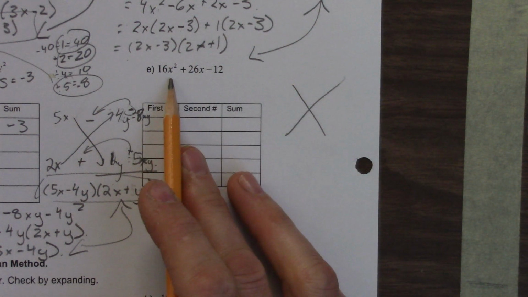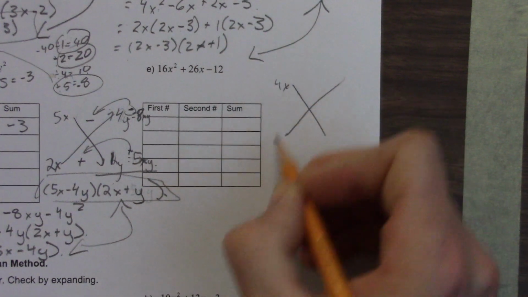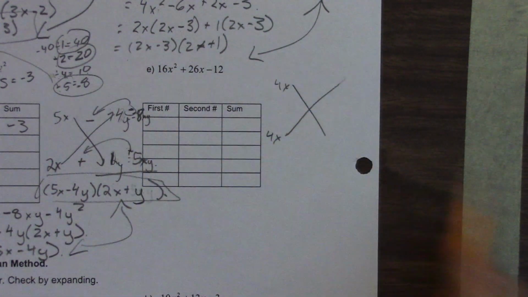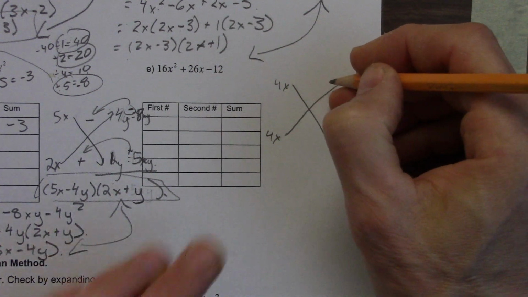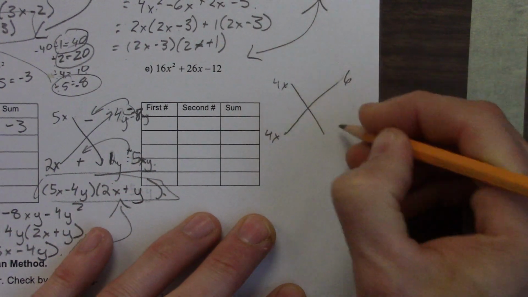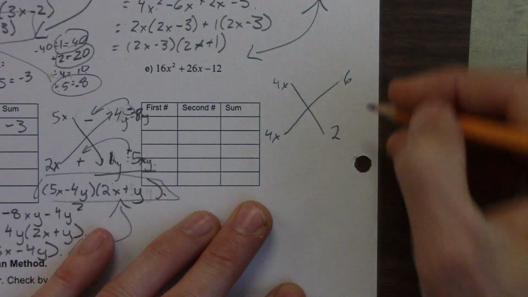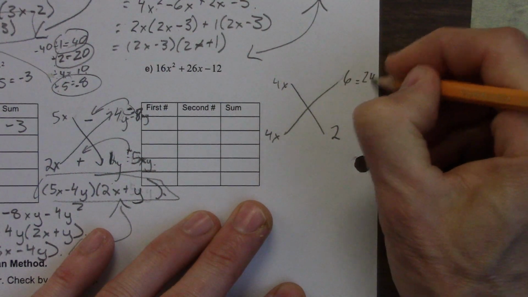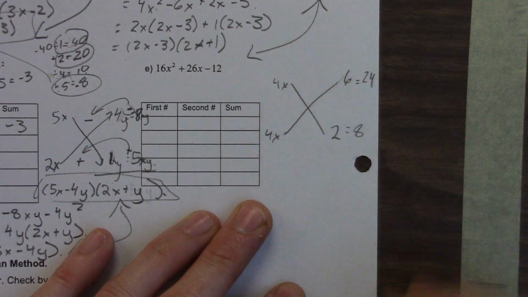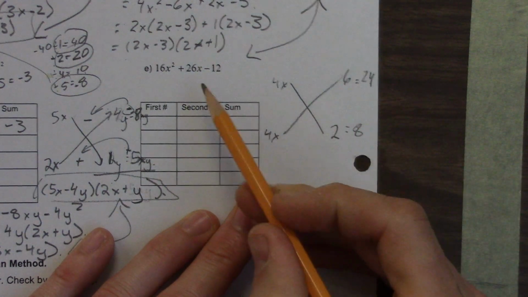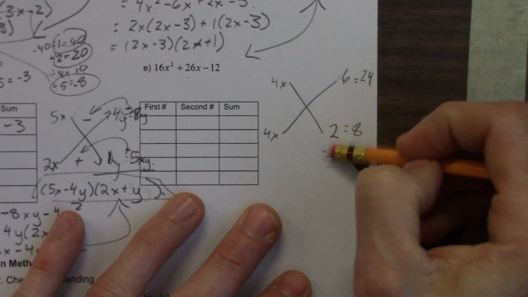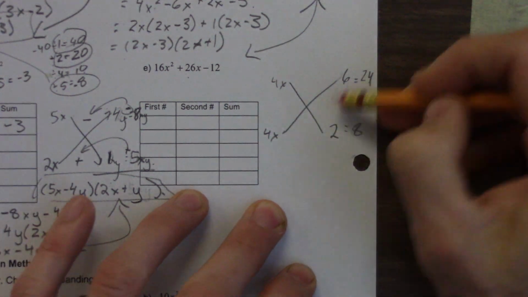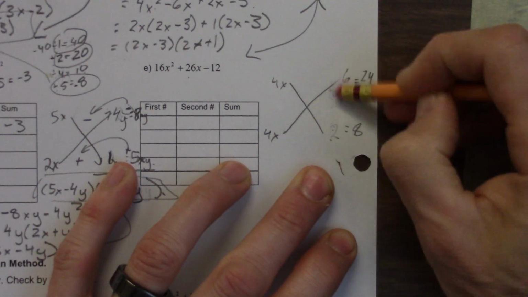So 16x squared. We can use 4x and 4x here. I like to use the middle terms. And then negative 12, we can use 6 and 2. This will give us 24 and 8. Can we use 24 and 8 to get to 26? No. Flipping these won't matter because we have 4 and 4. So we need something else other than 2 and 6.